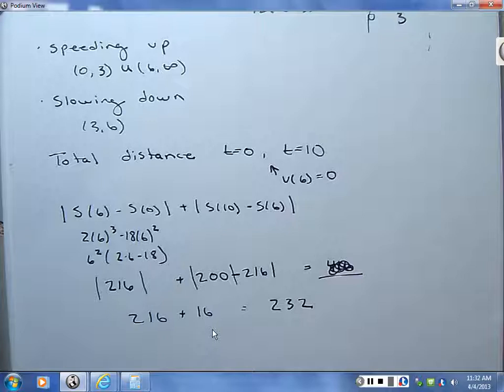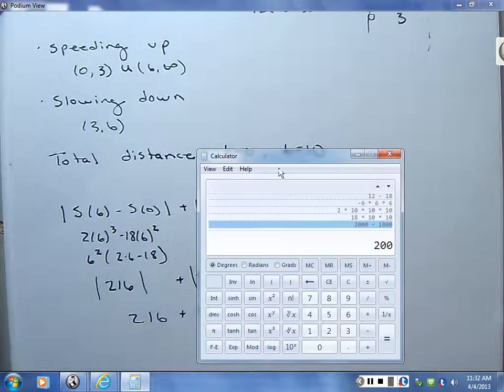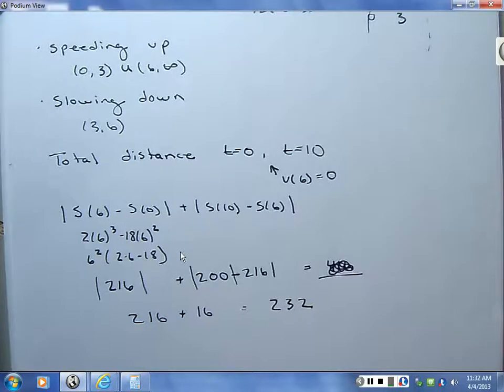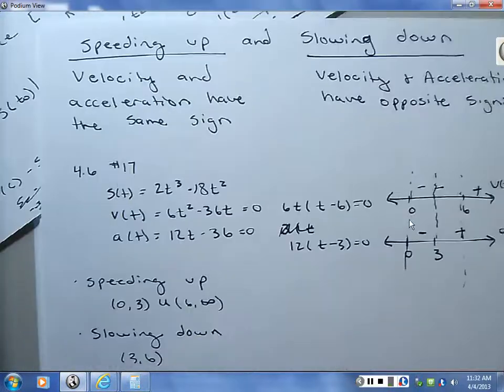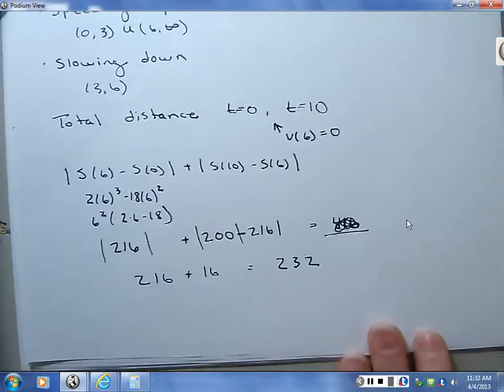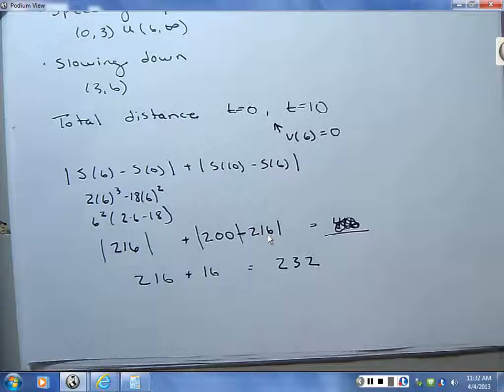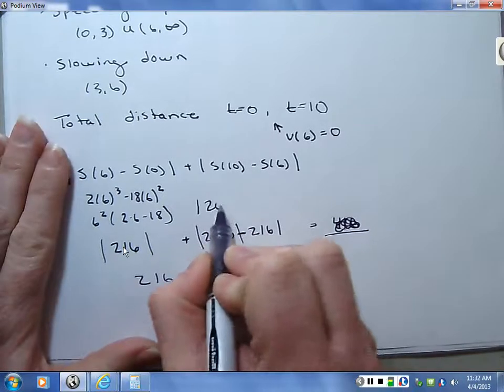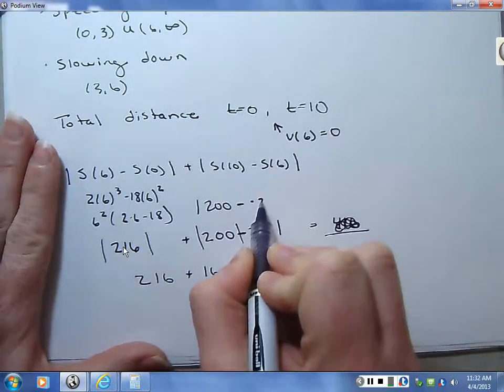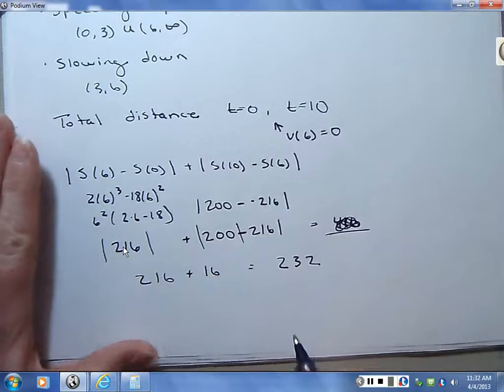We did position. S of 6, we got 216. S of 0 is 0, clearly. S of 10 minus S of 6, was this negative? This was negative 16. That was our problem. So this was 200 minus 216, the absolute value of that.